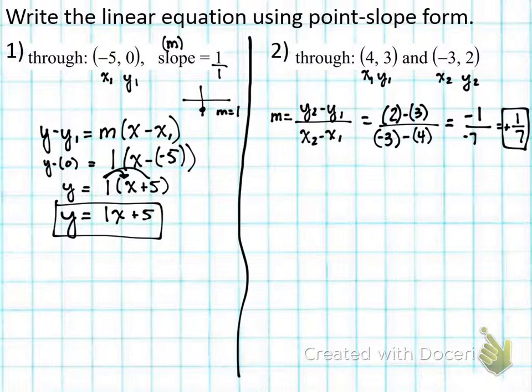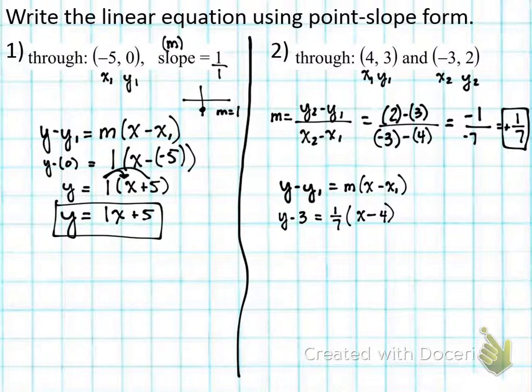So now we're going to do this just like we did number 1. We have a slope and we have our first point here. You could pick whatever point you want, really, but we're going to plug it into this formula we have up here. y minus y1 is equal to m times x minus x1. And we're just plugging in our numbers, right? We have y minus 3 is equal to 1/7 times x minus 4.